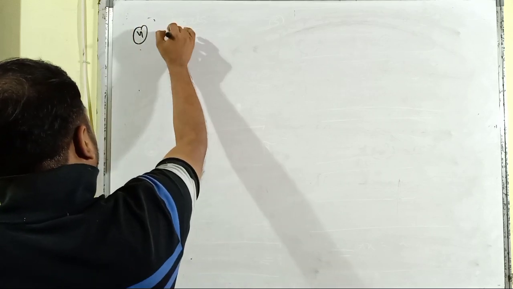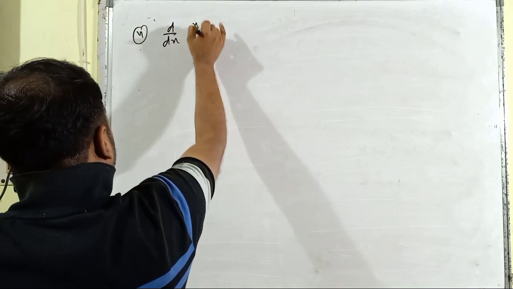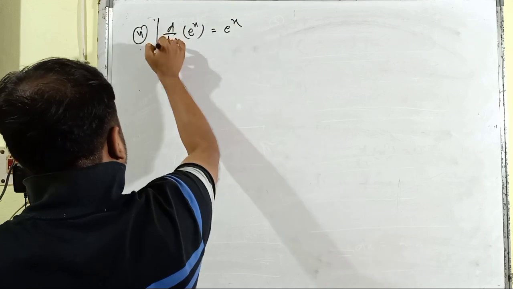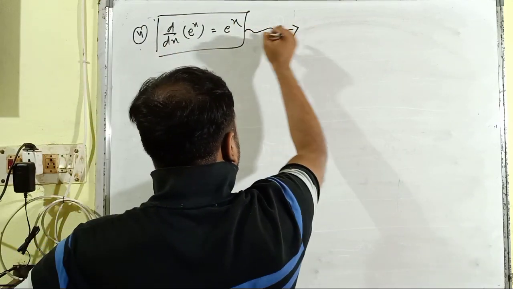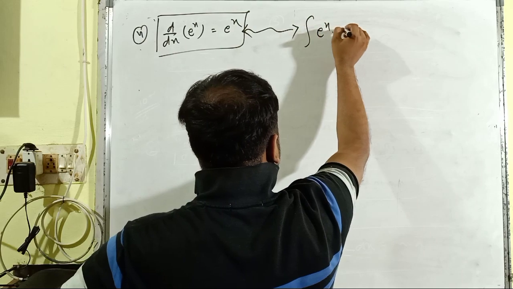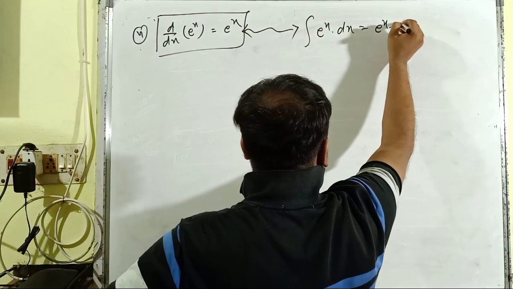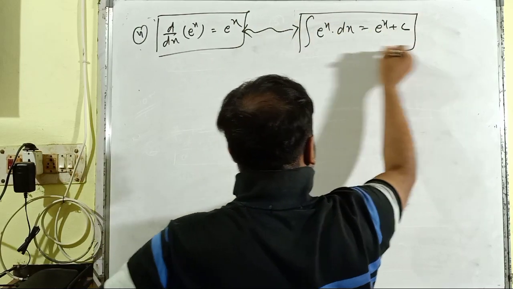Then we know that differentiation of e to the power x with respect to x is e to the power x. So integral of e to the power x with respect to x is e to the power x plus c.